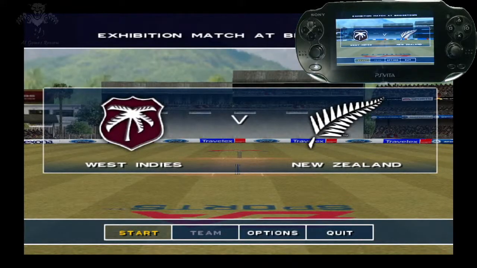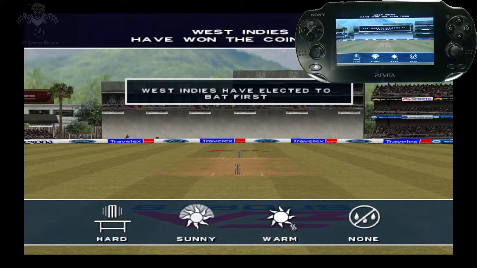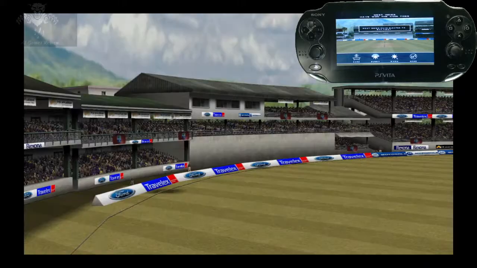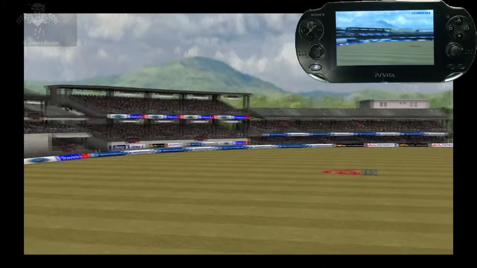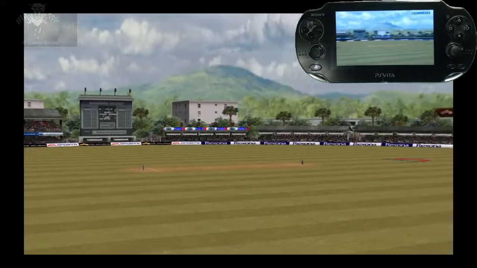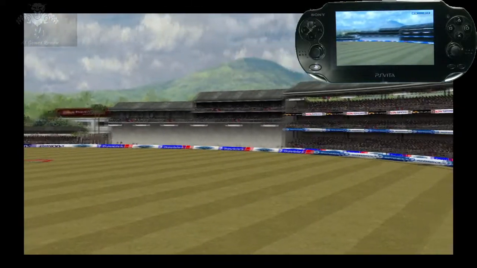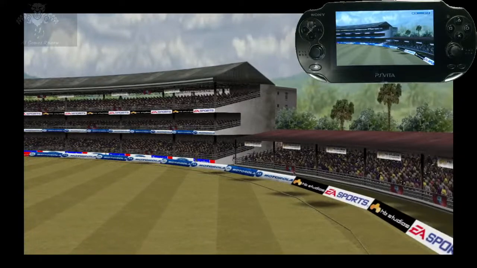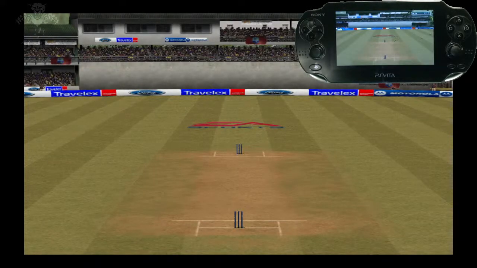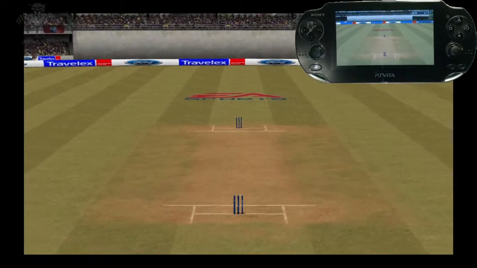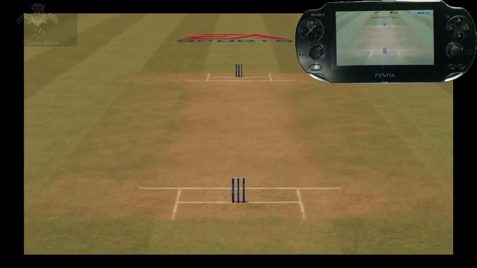Here we are at Bridgetown, Barbados, for the exhibition match between West Indies and New Zealand. We have a lovely day here today, hot and sunny, just a few clouds dotted around, and it's a beautiful blue sky. Joining me in the commentary box for this match is Jim Maxwell. You were out in the middle earlier, Jim. How did the pitch look then?